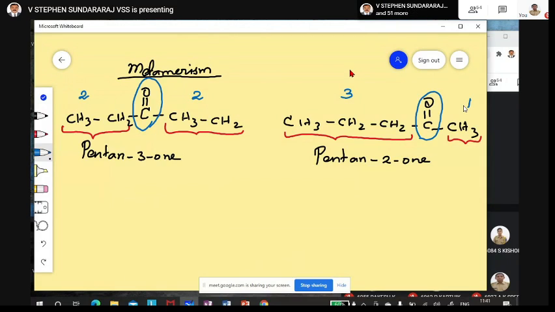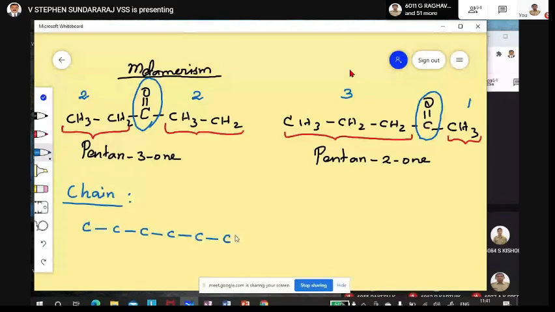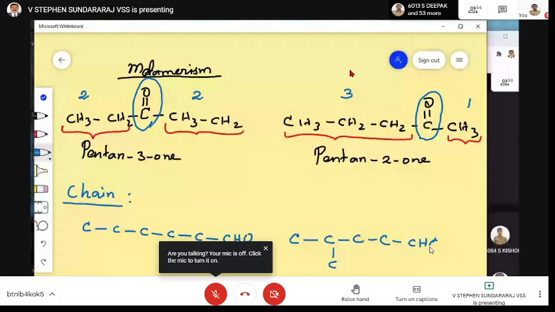Then next one is chain isomerism, you write. This is mainly for chain isomerism. I am just going for only the carbon skeleton alone. CHO you consider, another one, CHO. You fill up the hydrogen. I am writing only the carbon skeleton.